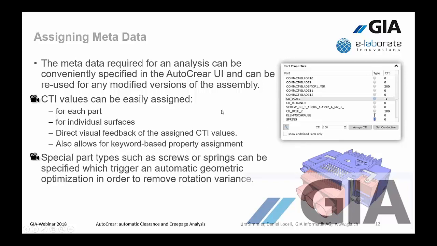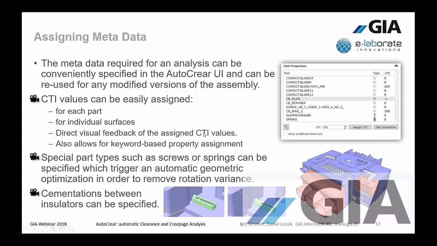There are also some special simplifications available. When you have some springs or some screws with thread on them, then you can simplify these components in order to get perfect results. And there is also a capability available for cementation. If you have a part touching another part, then you can say there is a cementation. So the creepage and clearance paths on a cemented component will be different to the paths on uncemented components.